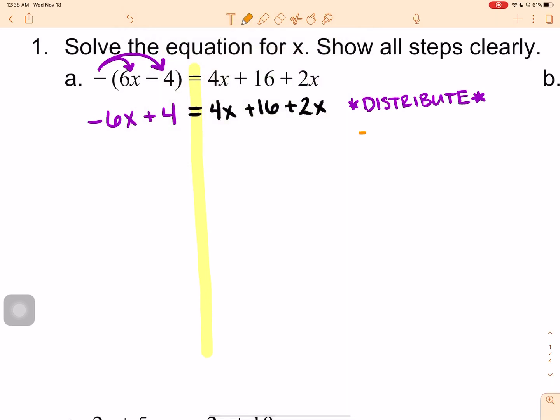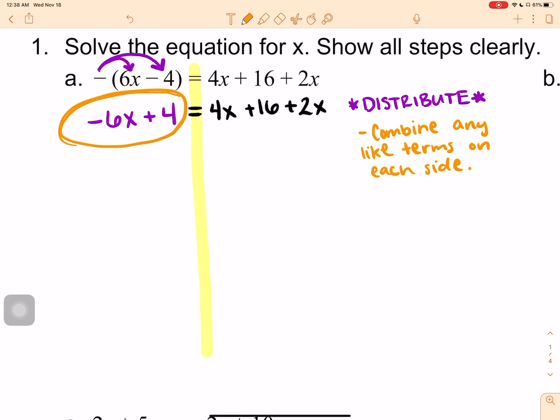So now we want to combine any like terms on each side. So if I'm looking on the left side, looking just at the left side, I don't see any like terms because one of those terms has an x and one of them does not. So I'm just going to rewrite them down below because there's nothing we can combine on that left side.